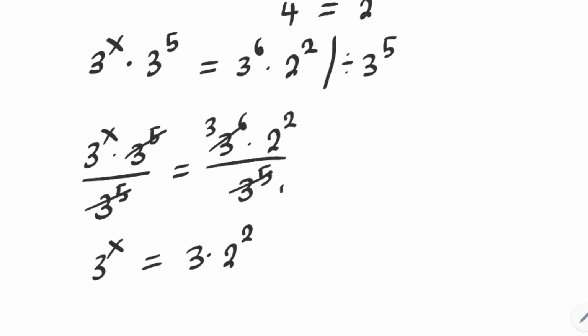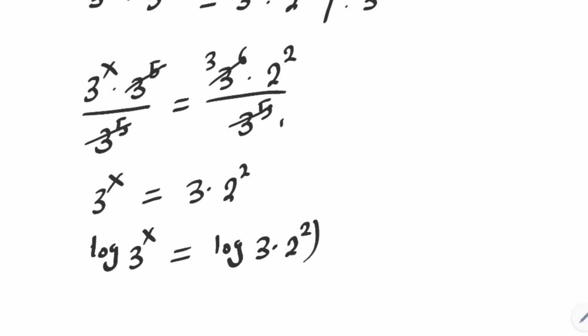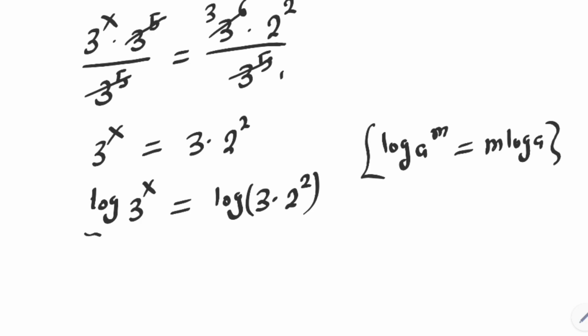Let us take the log on both sides of this equation. We have log 3 raised to power x is equal to log 3 multiplied by 2 square. If you have log a raised to power m, this is equal to m log a. And this can be written as x log 3 is equal to log 3 multiplied by 2 square.